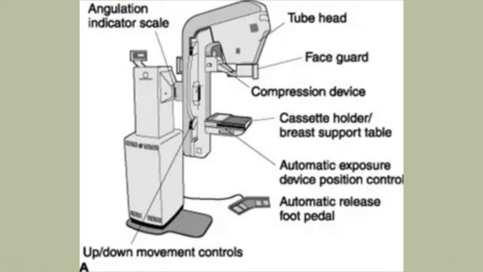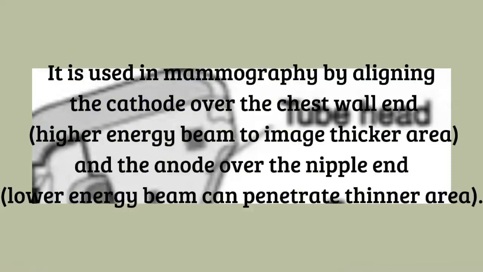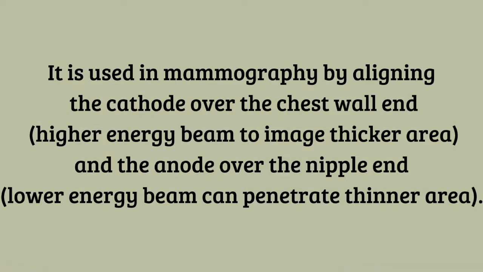So this is the mammography unit and its parts. The first part is the tube head, or the angled tube head. It is used in mammography by aligning the cathode over the chest wall end, a higher energy beam to image thicker areas, and the anode over the nipple end, a lower energy beam that can penetrate thinner areas.